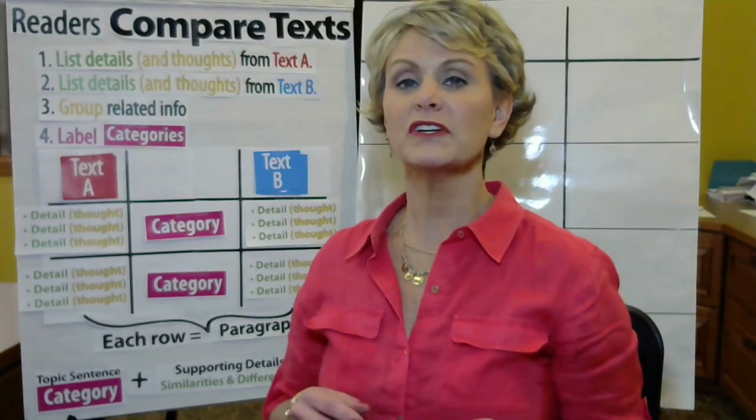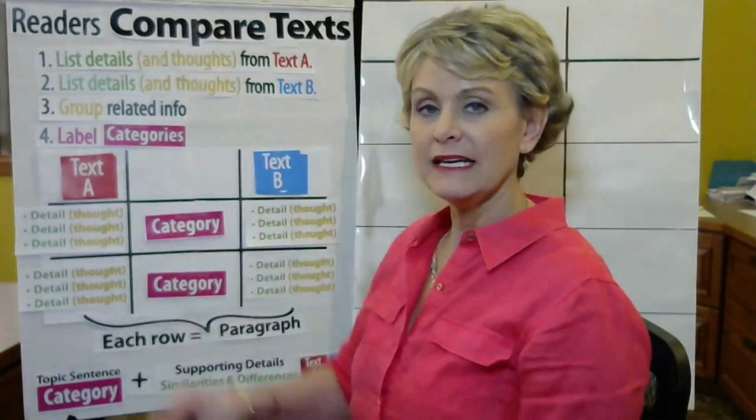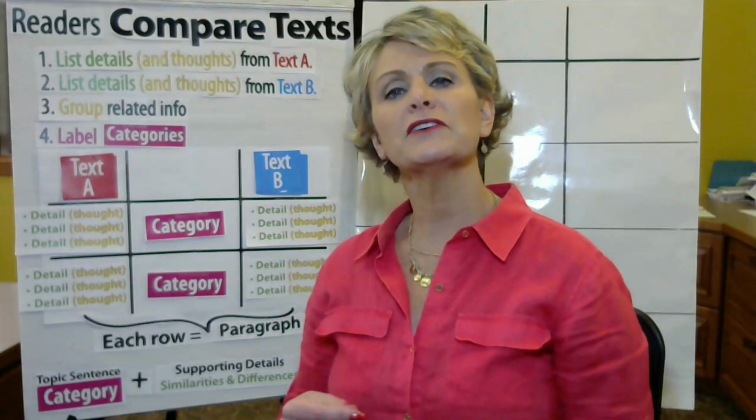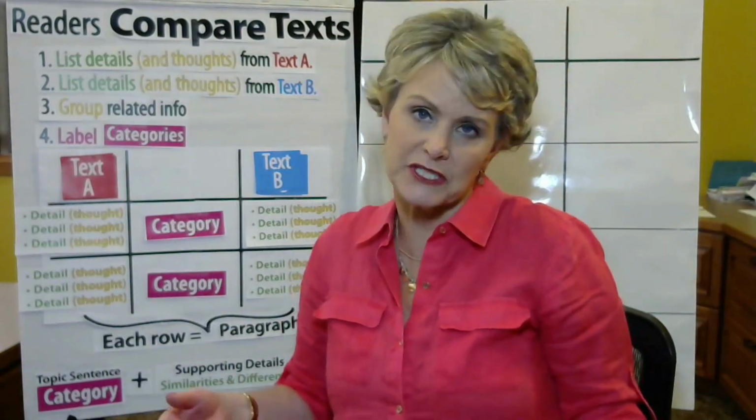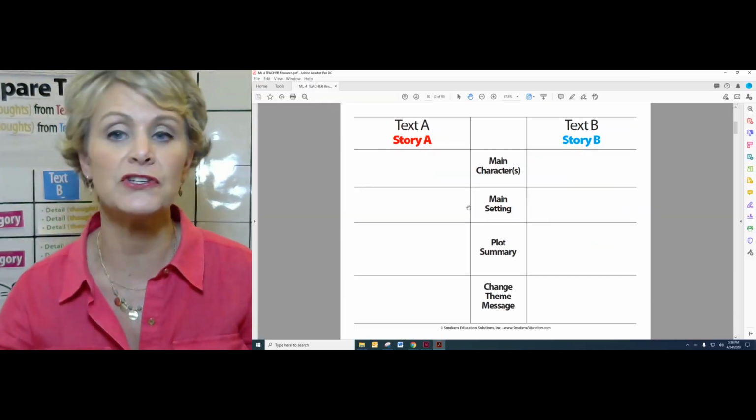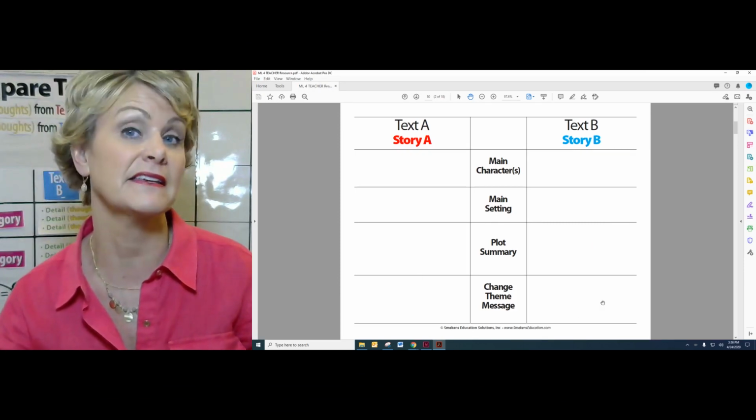Hello, this is Mrs. Smeckens, and in this lesson series, we're looking to juggle multiple texts in order to compare them. In the last lesson, we looked at comparing two texts that were both fiction. They were both literature. And we know when you compare two stories that you're going to look at both of them for the categories of story elements. So you're going to look at the main characters, the setting, the plots, and the themes.